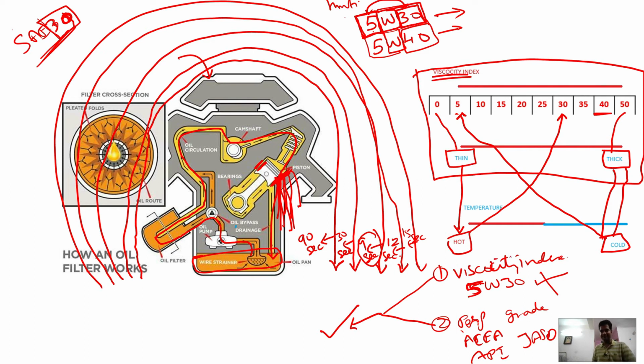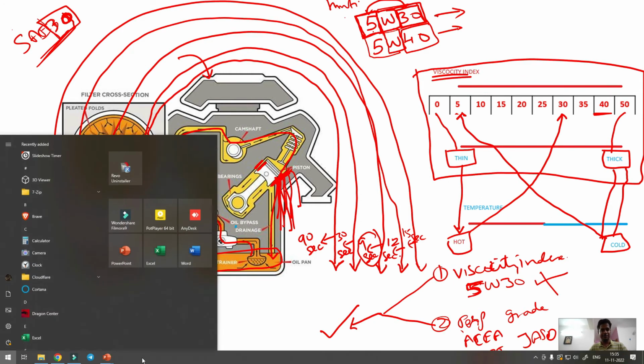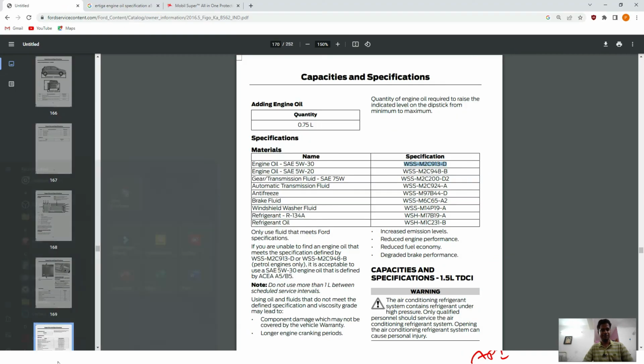So where can I find these two values which suit my car? These are specifically mentioned in your user's manual for sure. So to see this live, I have taken the owner's manual of my car, a Ford Figo. So let me show you a live demo. If you go in here, this is the owner's manual. See, it's Ford Figo. So it's SAE 5W30, which means that our viscosity index 5W30 is satisfied.